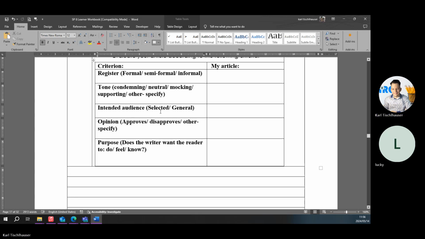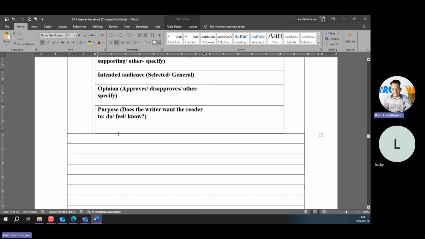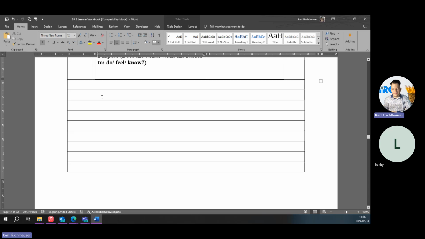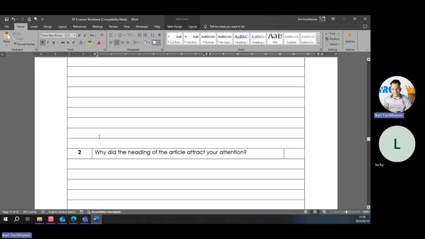Is it meant for a selected audience, or is it generalized? So is it speaking to a general audience? Are the opinions, so does it approve, disapprove, or is it another type of opinion that's being shared? And then what is the purpose of this article? They've given you the space here to write your answers.